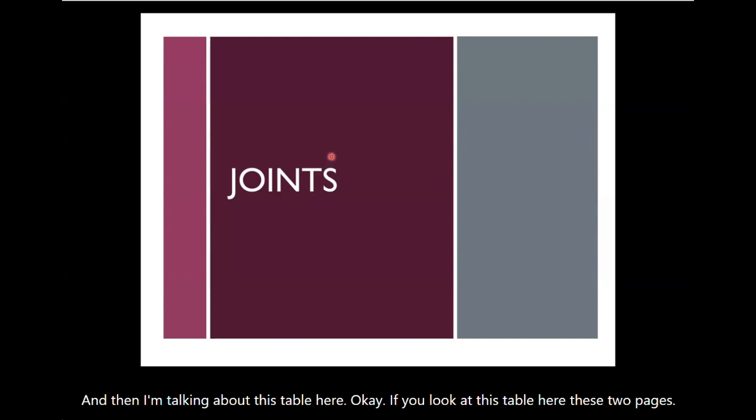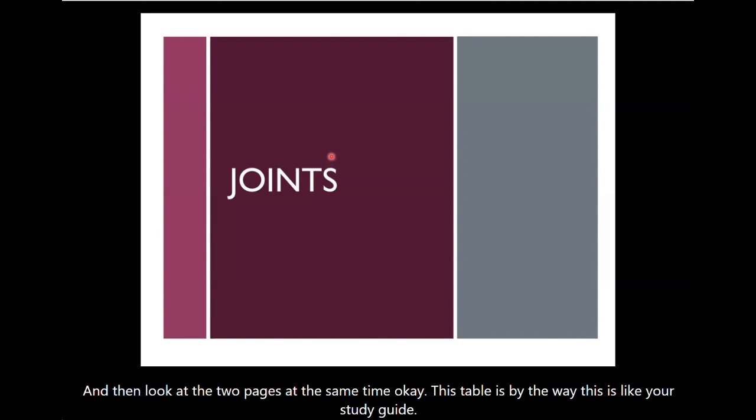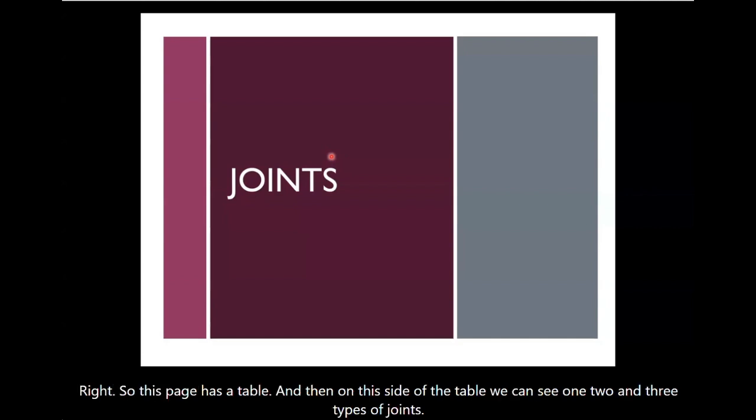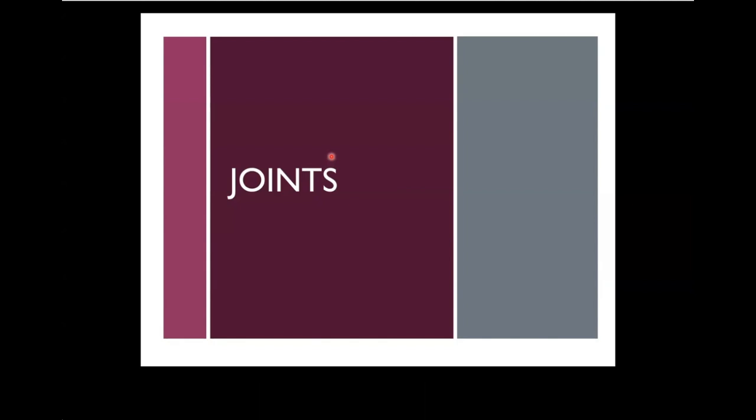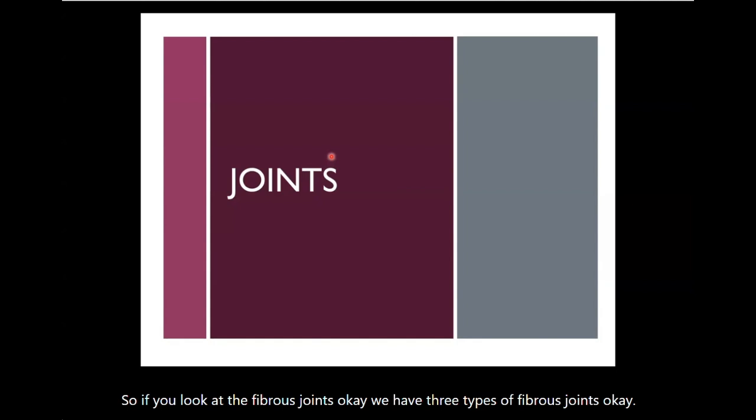Okay, if you look at these 2 pages at the same time, okay? This table is, by the way, like your study guide, right? So this page has a table, and on this side of the table, we can see 1, 2, and 3 types of joints. What is the first one here? Fibrous joints, right? And what's the second one? Cartilaginous joints. And what's the third one? Synovial joints, okay?